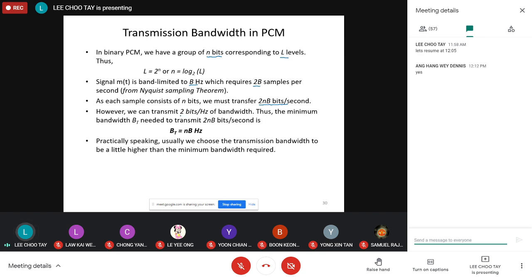Because we can transmit 2 bits per hertz of bandwidth, the minimum bandwidth required is just n times B. What is B? B is the highest frequency in your baseband signal, B hertz. In practice, we choose a transmission bandwidth a bit higher than this. This is only the theoretical minimum bandwidth.